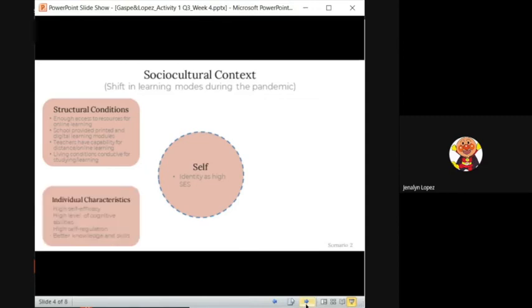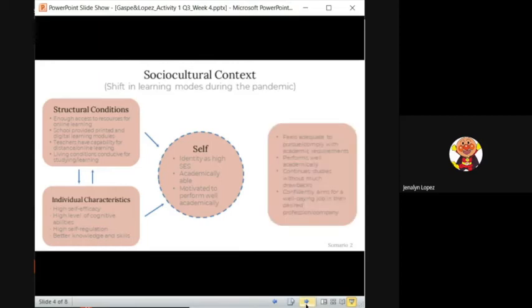And then here, the individual characteristics, yung associations based on the readings: higher self-efficacy, higher level of cognitive abilities, and higher self-regulation. And that may develop the self wherein one is more academically able and mas motivated siya to perform academically. So this might be the thoughts and the feelings and the behaviors that might result from that developed self. So this is feeling more able to pursue or to comply with the academic requirements given na mas motivated sila and mas may resources sila to comply. And they may perform well academically.